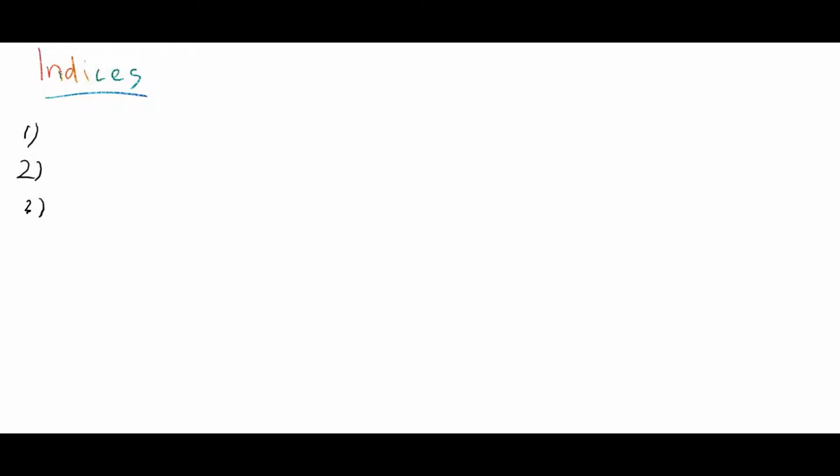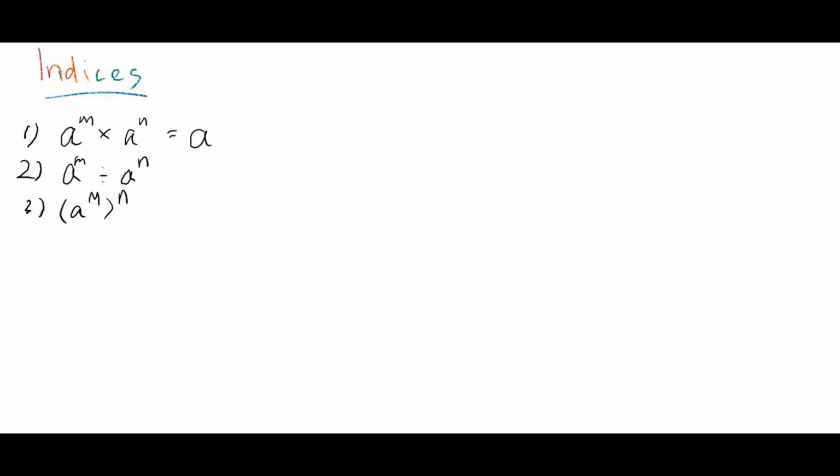Today we're going to do indices, and before we start looking at the examples, I would like to show you the three formulas that we are going to be using in indices. The first one is a power m multiplied with a power n. The second one is a power m divided by a power n, and the third one is a power m, close bracket, with another power n on the outside.